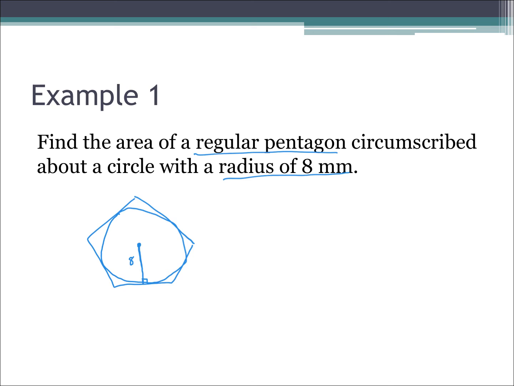All right, and we got to find the area. So again, the area is equal to 1/2 the apothem times the perimeter. Well, as I'm looking at this problem, I've already got one of my pieces. I already have the apothem. So now all I need to do is find the side. And then I can multiply for the perimeter.